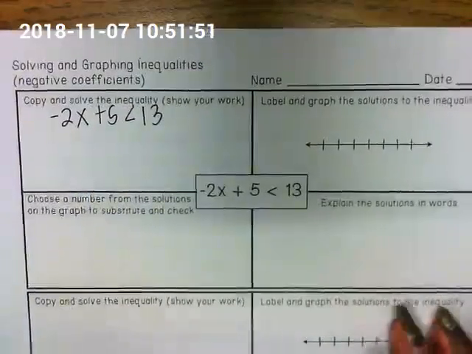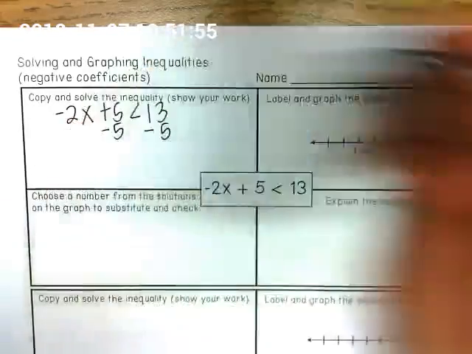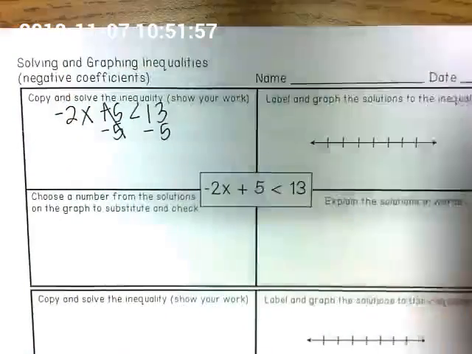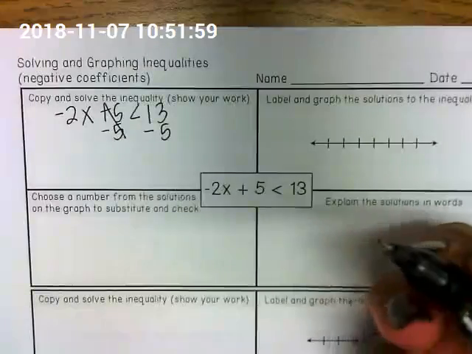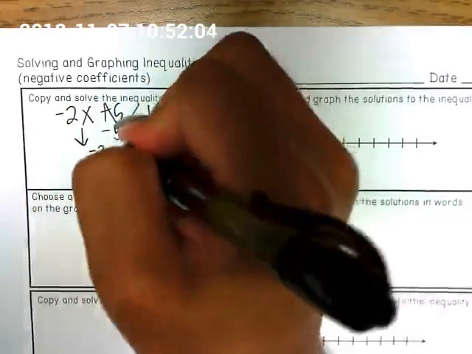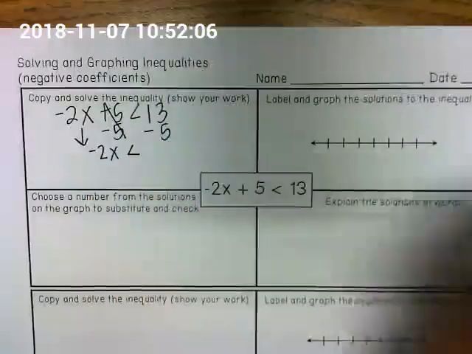Subtract 5, because 5 is being added to x. So subtract 5 from both sides of the inequality. 5 minus 5 is 0. We're left with negative 2x is less than 8.